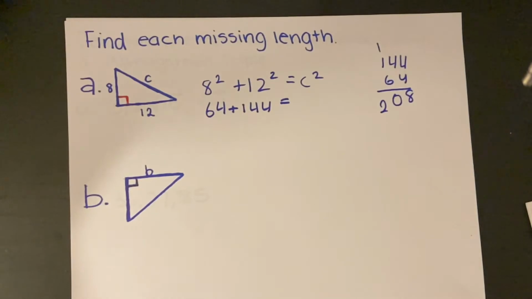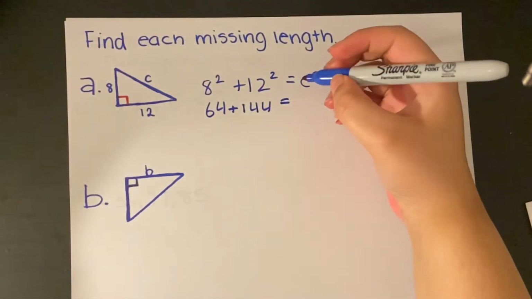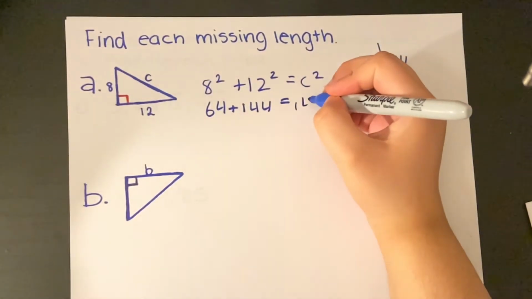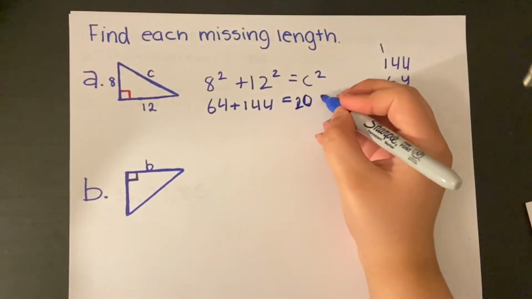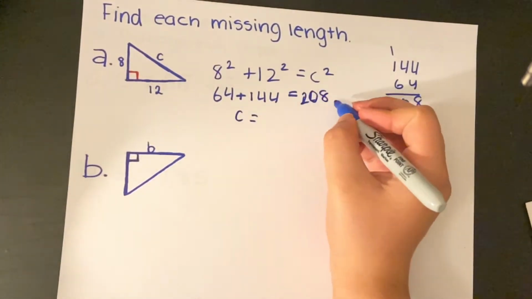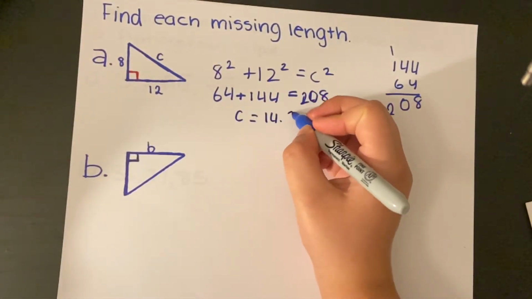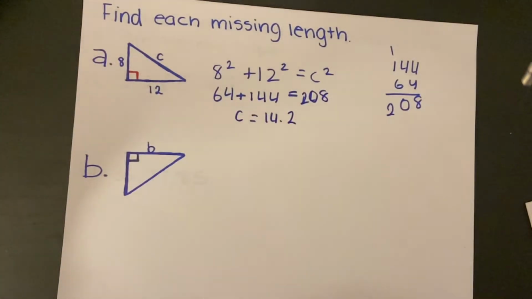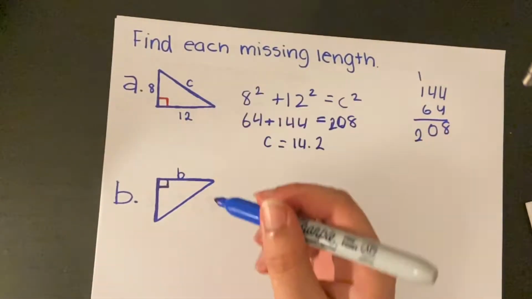208. Alexa, what's the square root of 208? The square root of 208 is 14.4222. All right, so you heard her. Here would be 208. But c would be equal to the square root of this, which would be 14.2. All right, so our c is 14.2.